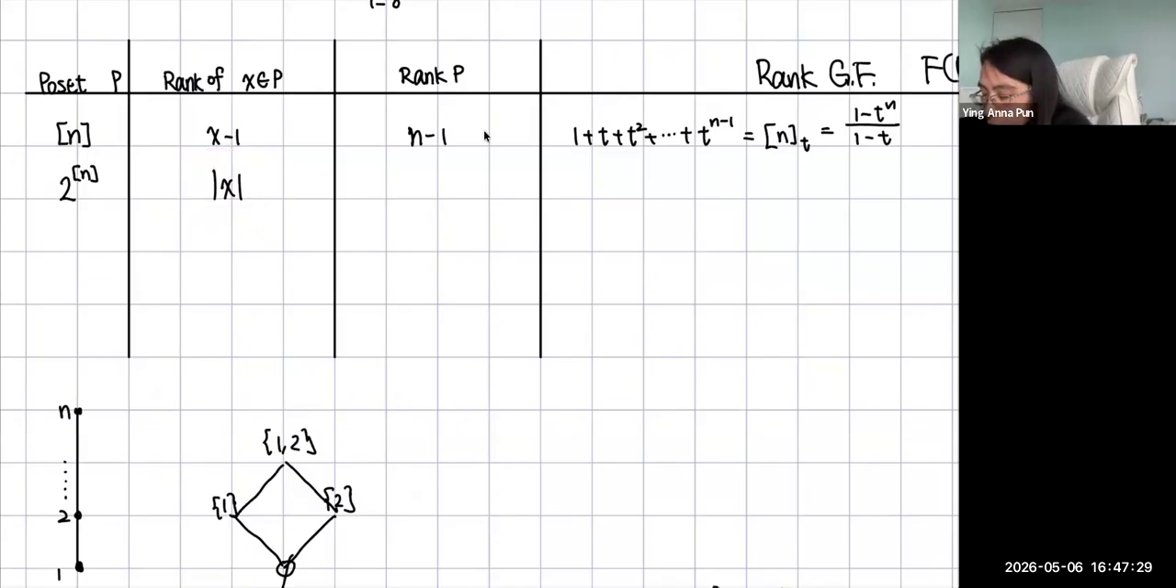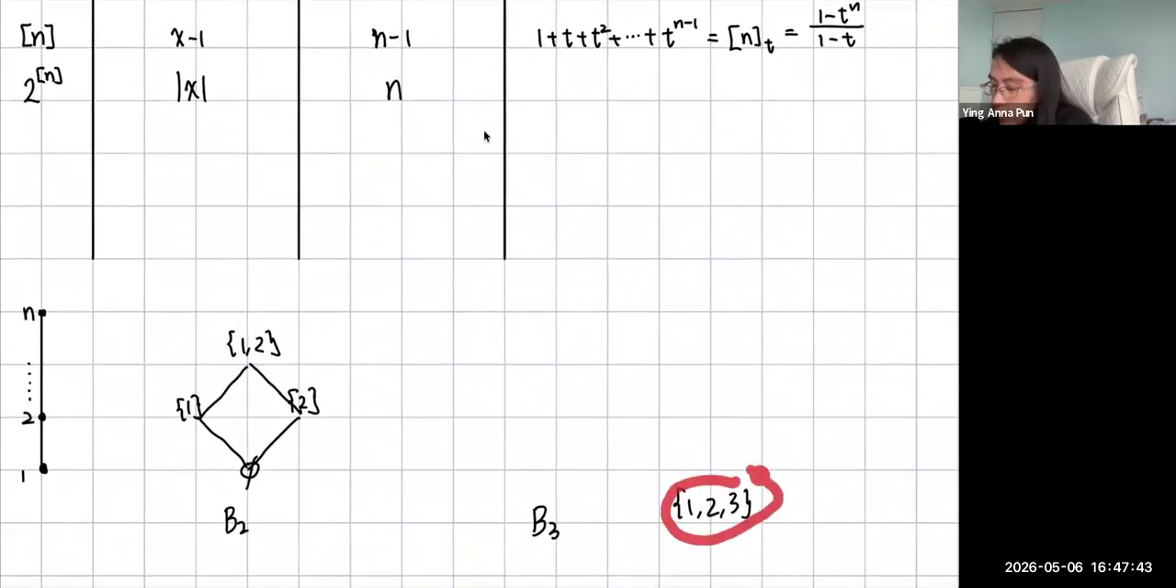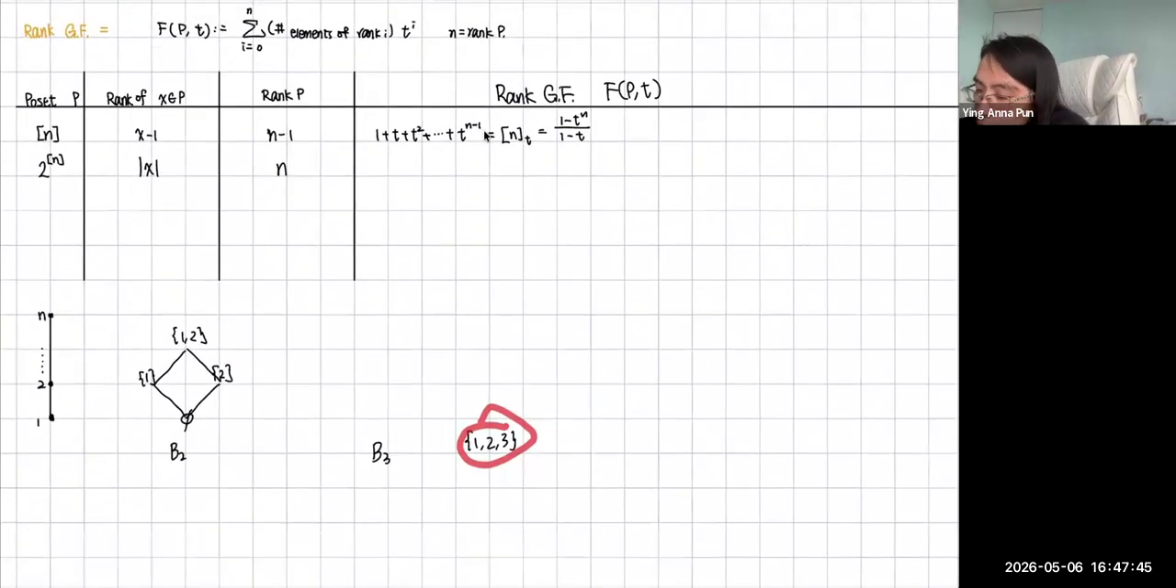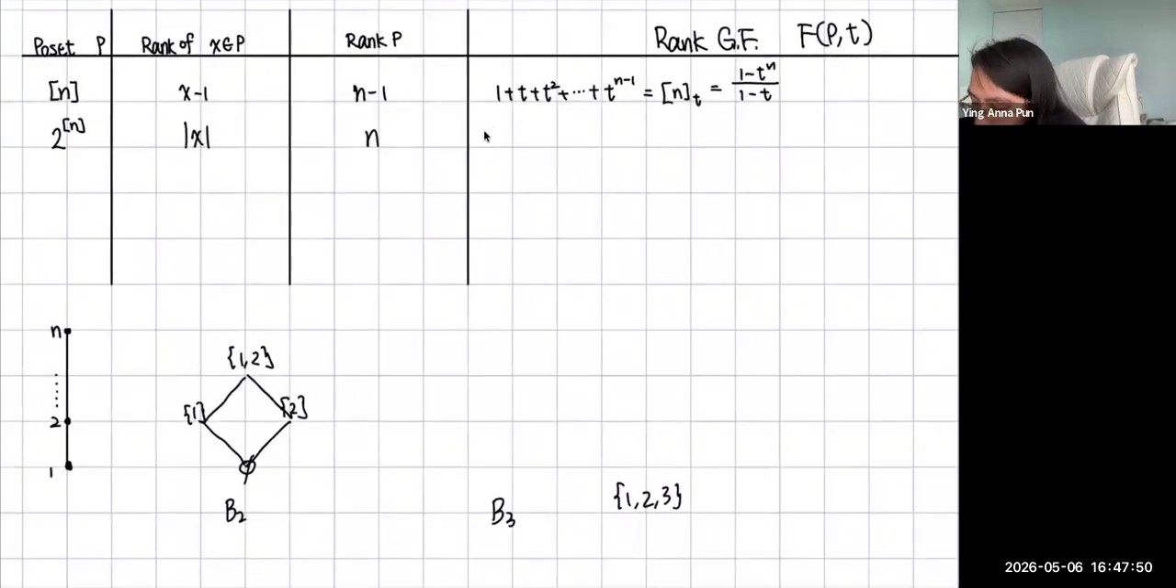The rank of P is just the top part, so that would be your n. Because here you're rank 2 because you have 2 elements, and if you have 3 things, then your rank is 3, and so on. Okay, so now how do I know how many elements are in each level?